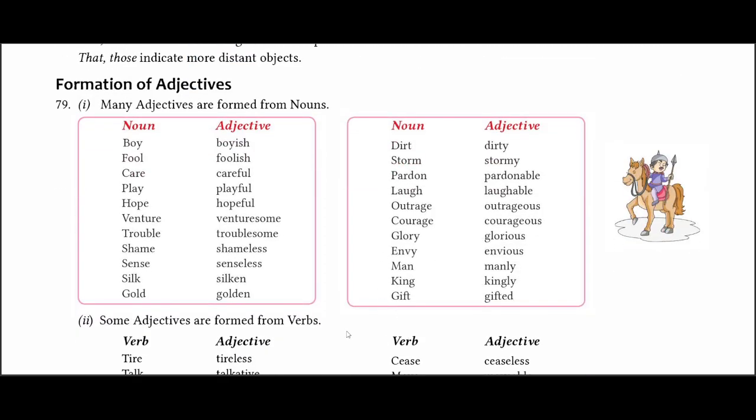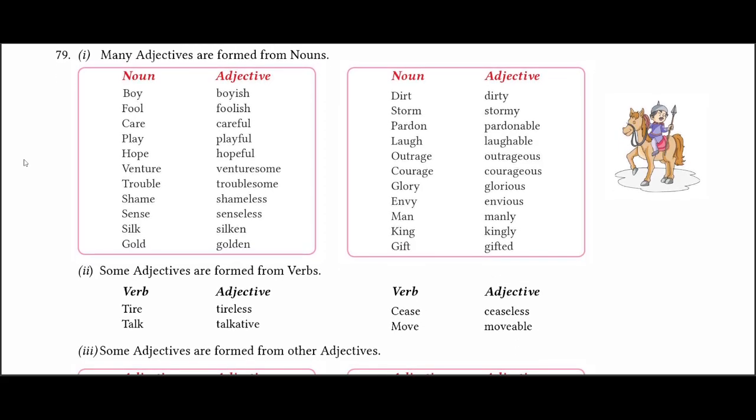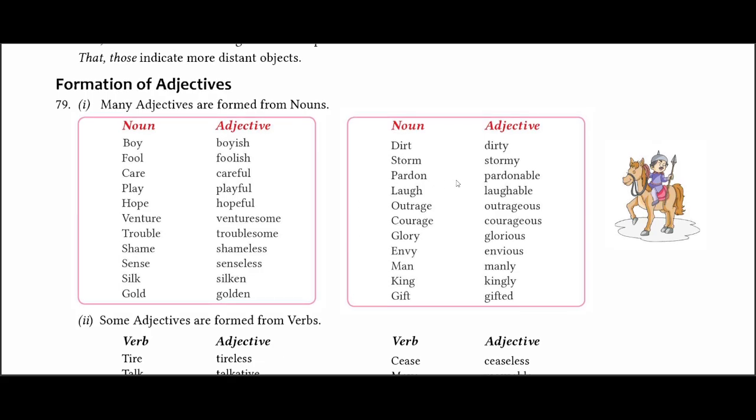Now, how are adjectives formed? There are many different ways in which adjectives can be formed. Point number 79. Many adjectives are formed from nouns. Nouns can give us adjectives. Boy, boyish. Fool, foolish. Care, careful. Play, playful. Hope, hopeful. Venture, venturesome. Trouble, troublesome. Shame, shameless. Sense, senseless. Silk, silken. Gold, golden. And similarly, dirt, dirty.